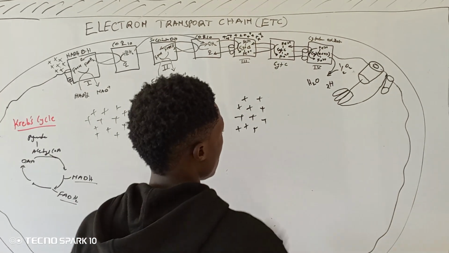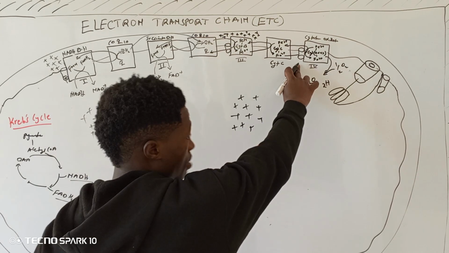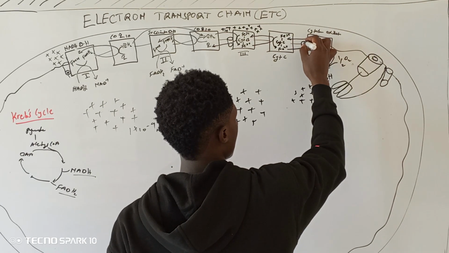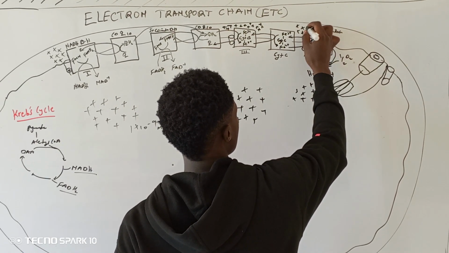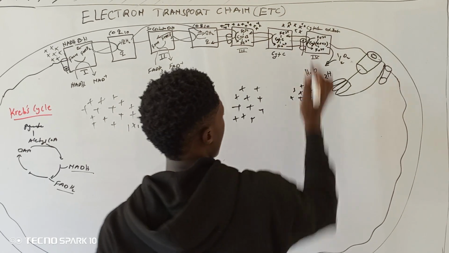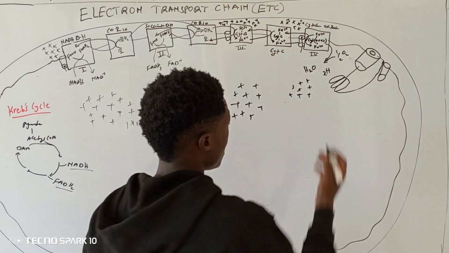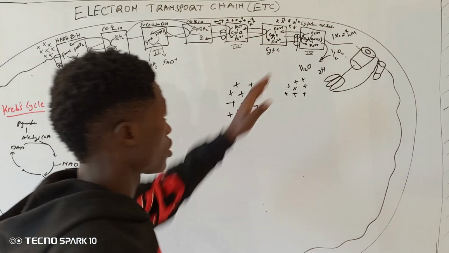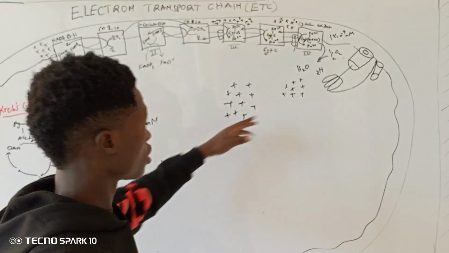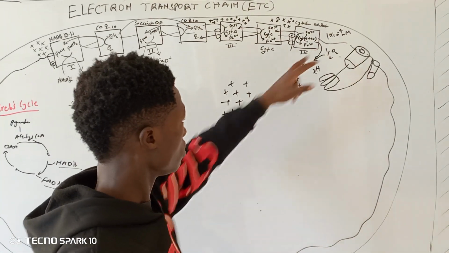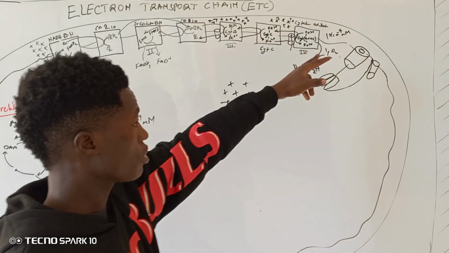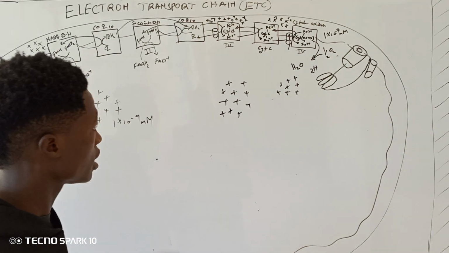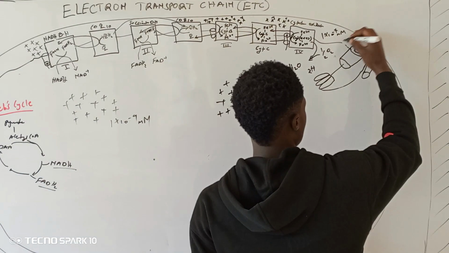Now, remember I told you whenever we are passing electrons from complex 4, it has a receptor. So it's also going to pump the protons out of the matrix into the intermembrane space. At the end, you realize that we have almost 1 times 10 to the negative 7 millimolar concentration of protons in the intermembrane space compared to this one. So there's going to be a concentration gradient created due to the high concentration of protons in the intermembrane space compared to the matrix. And that's the main reason why we are going to generate ATP. We are going to use that mechanism to generate ATP.